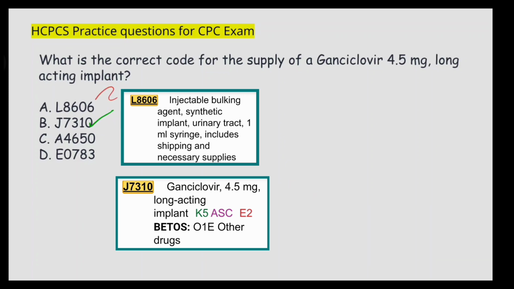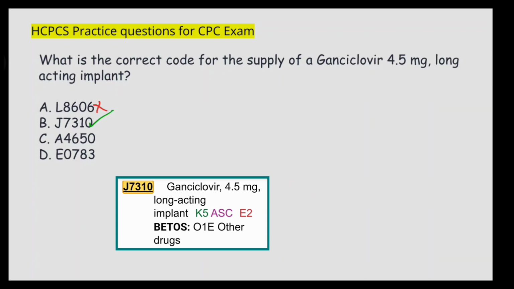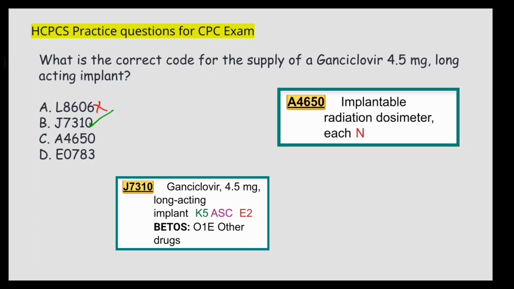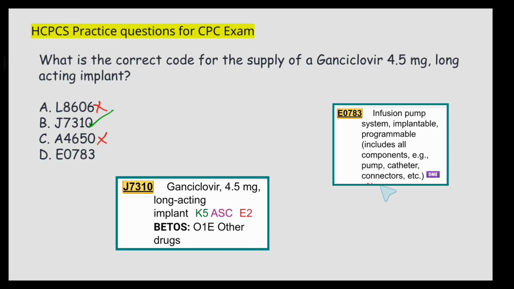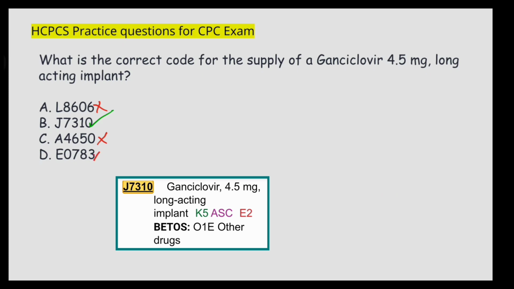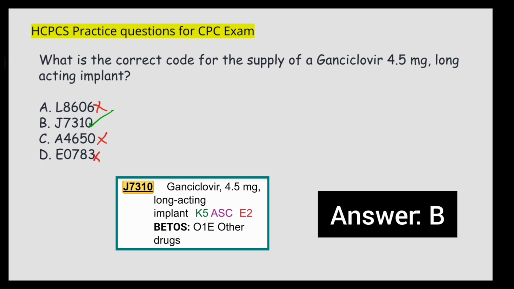We'll eliminate option A. And option C, A4650 is wrong because that is for implantable radiation dosimeter each. So that is not mentioned in the question. So eliminate option C. And option D is for infusion pump system implantable programmable includes all components. Example, pump catheter connectors. So that is also wrong. Let us move on to the next question.